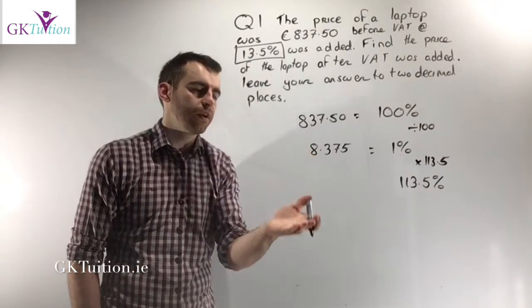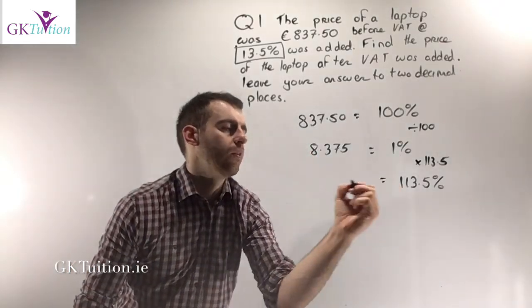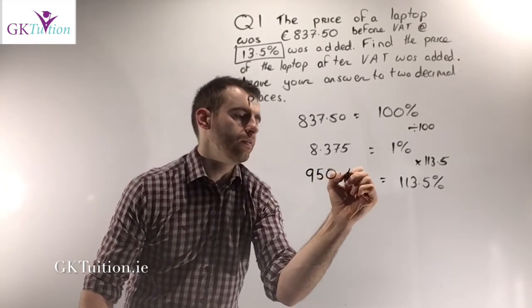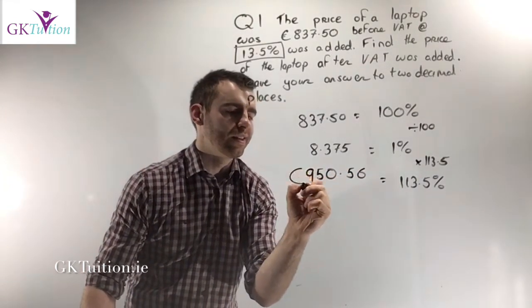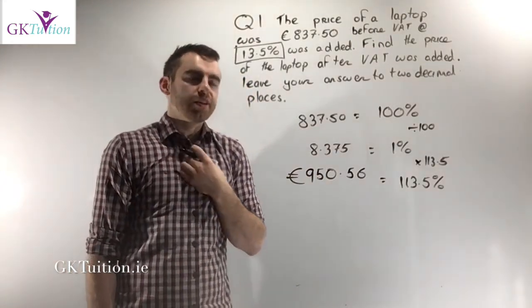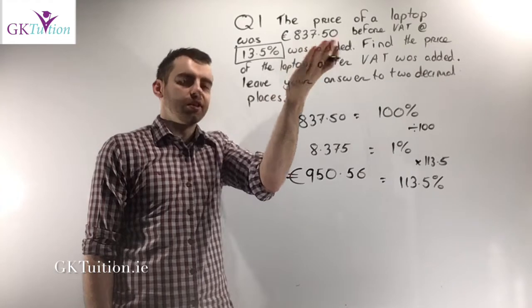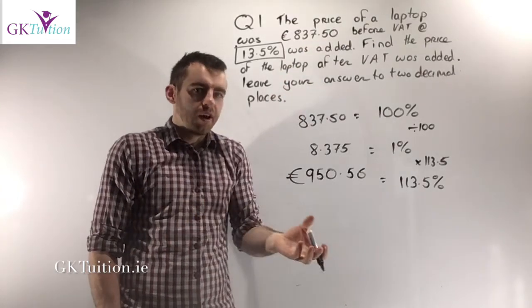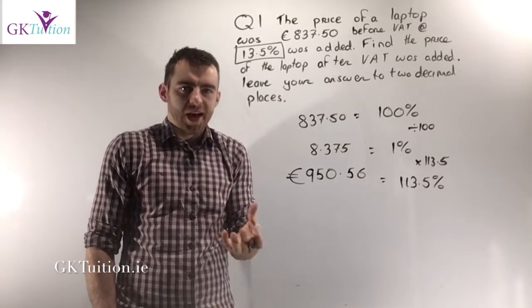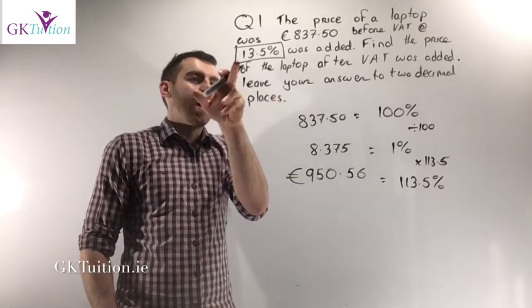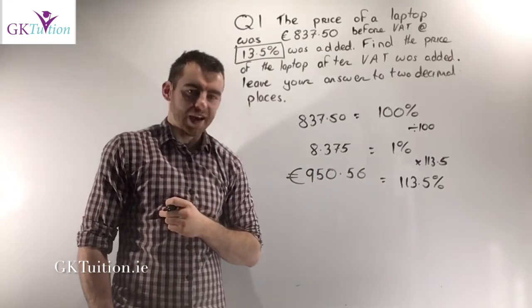If we take this figure and multiply by 113.5, your final answer in this case works out as €950.56. So the actual amount of money that the company would get for the laptop is €837.50. However, because we're living in Ireland, everything you buy, you have to pay tax on it. And you have to pay tax in order to be part of this society. So we have to add an extra 13.5% tax.